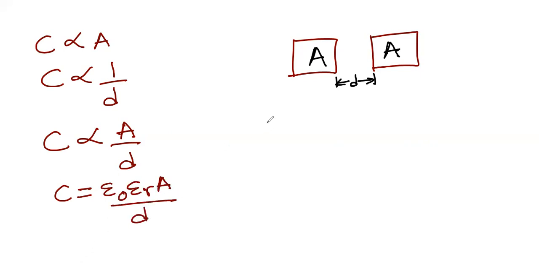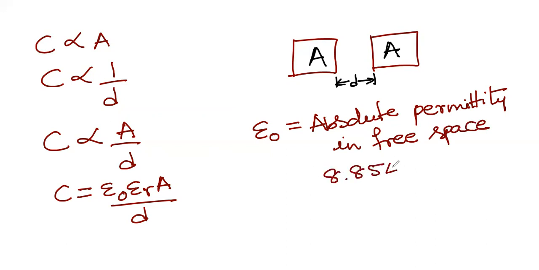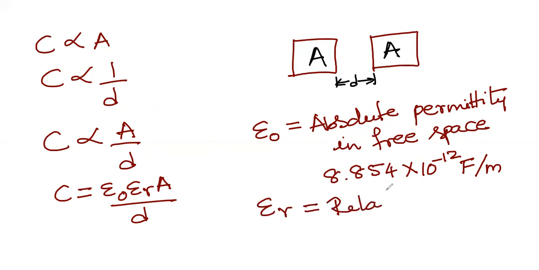Now what is epsilon naught? Epsilon naught is the absolute permittivity in free space. So its value is 8.854 times 10 to the power negative 12 farads per meter. Now, what is epsilon r? Epsilon r is the relative permittivity.